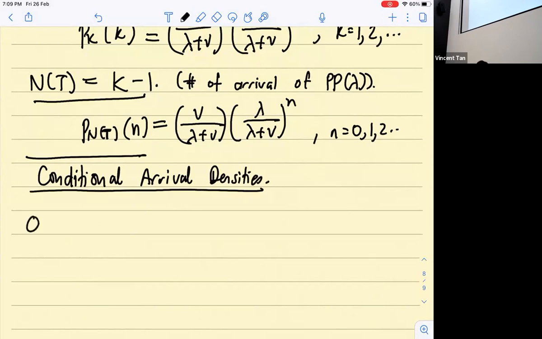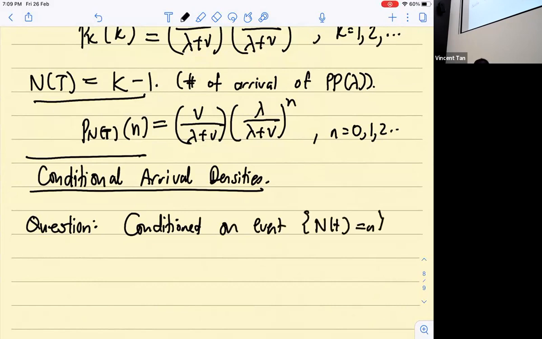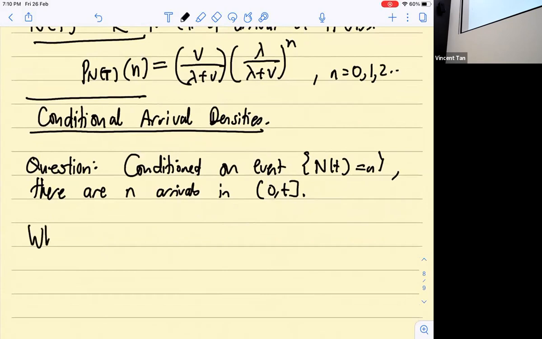Okay, so now what is the question? Condition on the event N_t equals n. Clearly there are n arrivals in (0, t]. We know this. We know that there are n arrivals here. So what is the distribution of S1, S2, up to Sn?